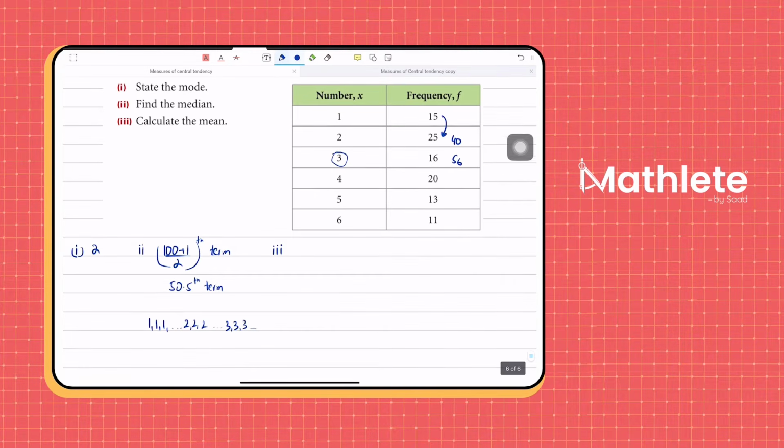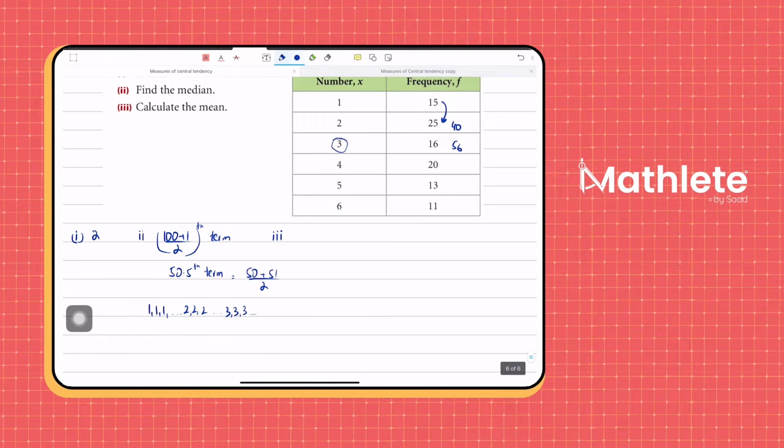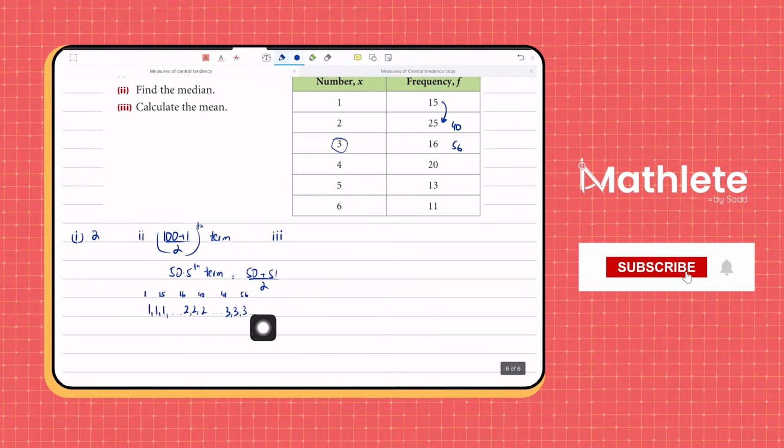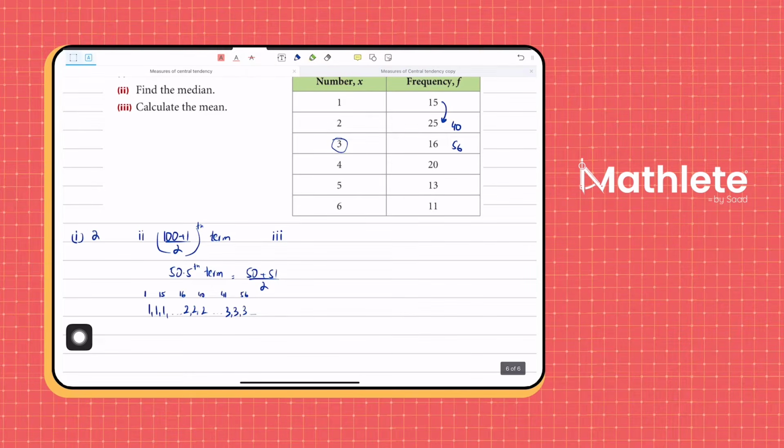What are we looking for? We're looking for the 50th and the 51st term so that we can take out their average. So if 1 occurs a total of 15 times, that means 1 starts from the first term and we have 1 till the 15th term, correct? And if 2 occurs 25 times, that means from the 16th term all the way to the 40th term, we have 2, 2, 2, 2, 2. Then what comes after the 40th term? The 41st term, which is going to be 3, and we will continue to have 3 till we get to the 56th term. Now, can you tell me what the 50th and the 51st term is going to be?